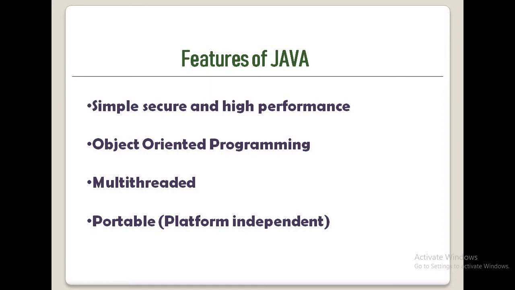The next point is multi-threaded. Java is a multi-threaded programming language. What are threads? When a process or a job is broken into smaller parts, then each lightweight process inside a process is called a thread. These threads can be executed parallelly or concurrently, which allows maximum utilization of the CPU and faster execution. This feature is supported by Java, hence it is called a multi-threaded programming language.